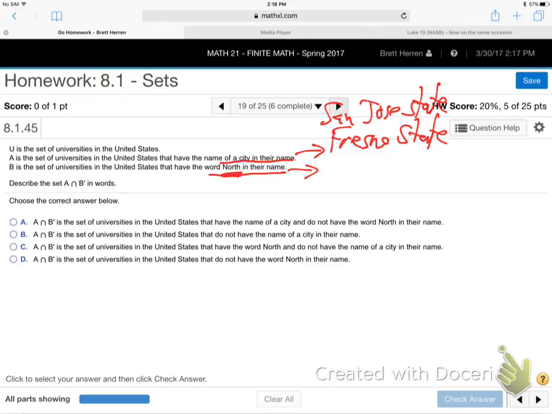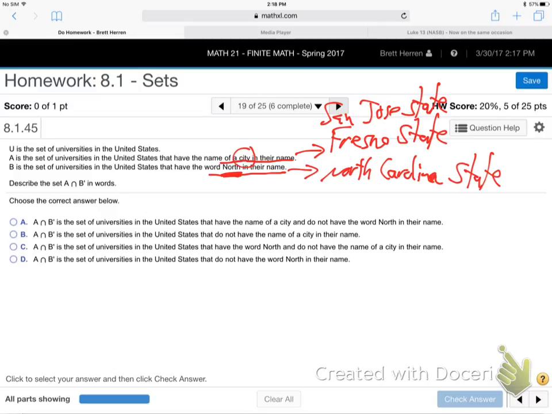Can you tell me the name of North Carolina State? Yeah, good one. North Carolina State. Now that would have both, wouldn't it? That would be in the overlap, wouldn't it? Because that has North and it has the name of a state, not a city. North Carolina is a state. I keep messing that up. Not a city. Didn't they say city? Yes, city. They're picky. All right.